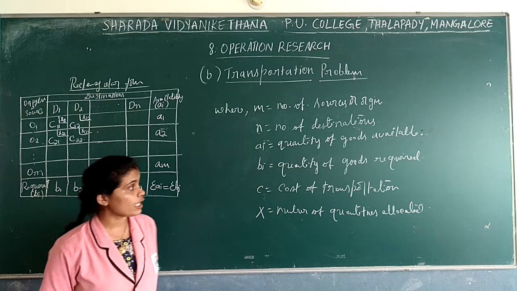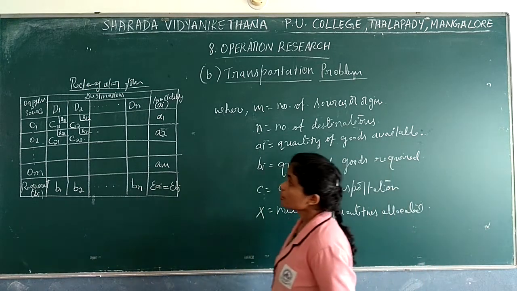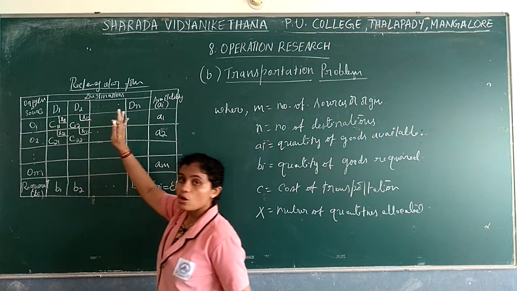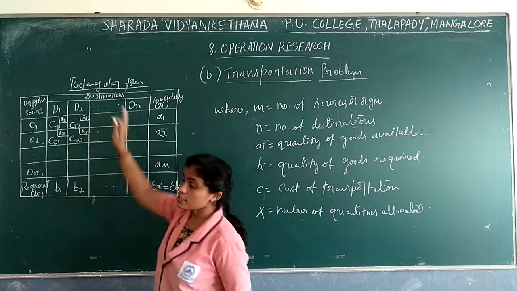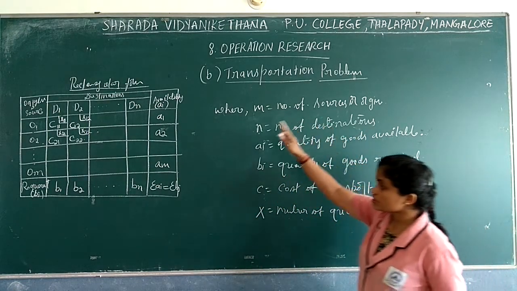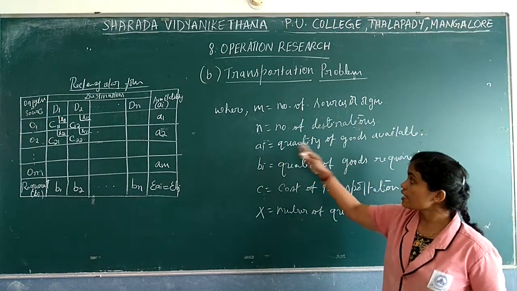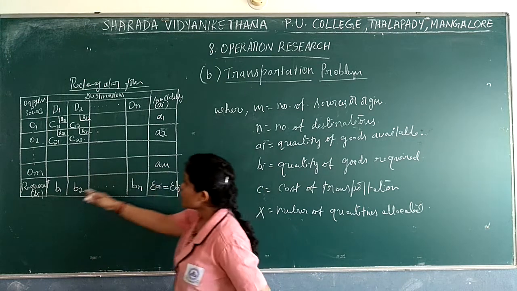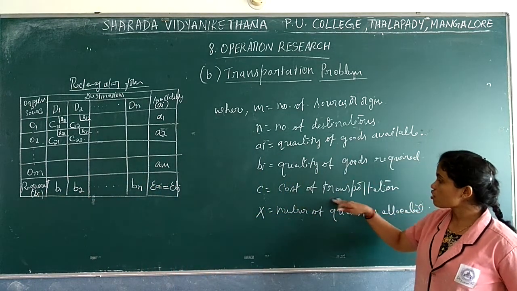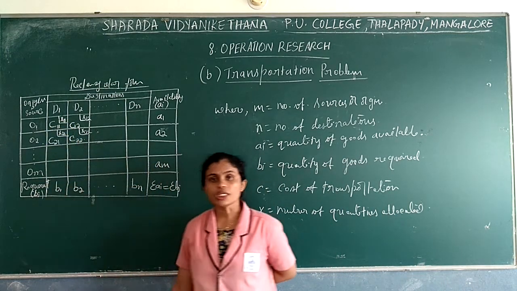Here, the transportation problem we present in a rectangular form, where we have to transfer goods from different origins or sources to various destinations, and n is the number of destinations. These are the number of destinations. M is the number of sources. Ai is the quantity of goods available. Bj is the quantity of goods required. And C is the cost of transportation. X is the number of allocations, what quantity we allocated.